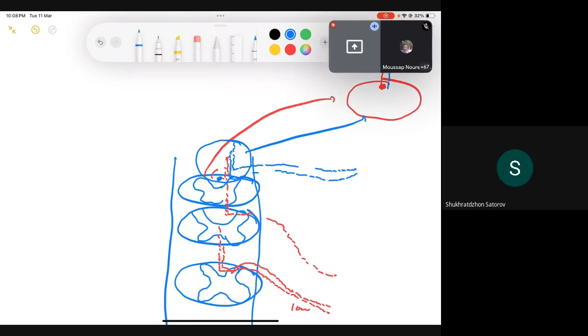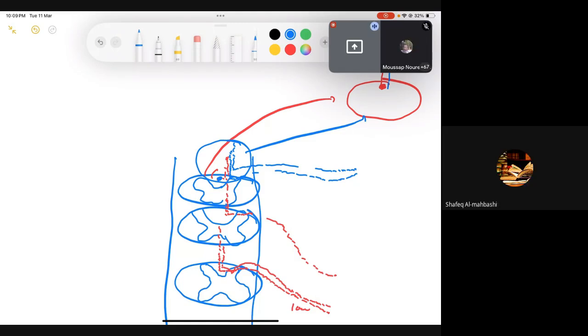Excuse me, doctor. Lateral for the upper extremity and the medial for the lower? Yes, but in the dorsal column, because the story is opposite in the lateral column. Remember, for the dorsal column, medially for the lower, laterally for the upper, not for the lateral column. In the lateral column, we will be discussing that the story is opposite. Is that clear?